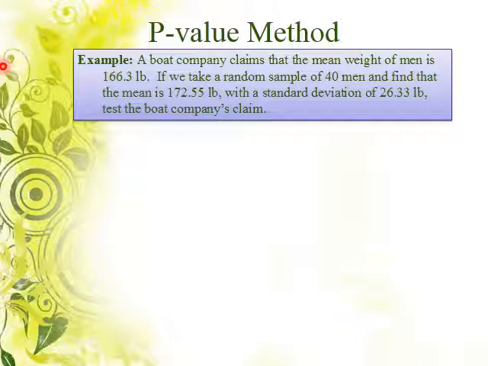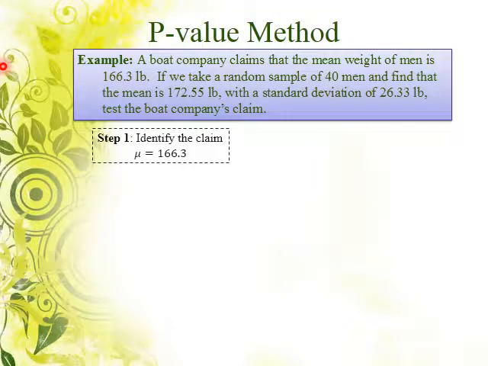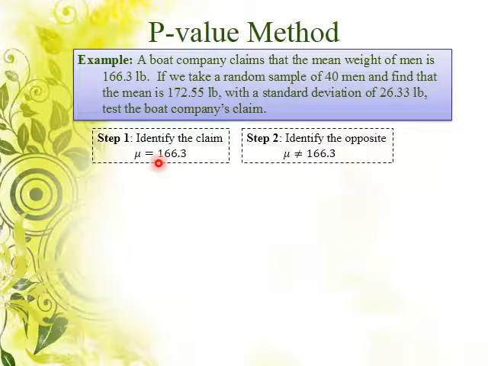So first of all, we want to identify the claim in terms of mathematical symbols. So we're saying the claim is the mean weight of men is 166.3 pounds, so we write that as mean equals 166.3. Step 2, just as before, will be the opposite of this claim, and in this case, the opposite of equals is not equals. So the opposite will be the mean does not equal 166.3.